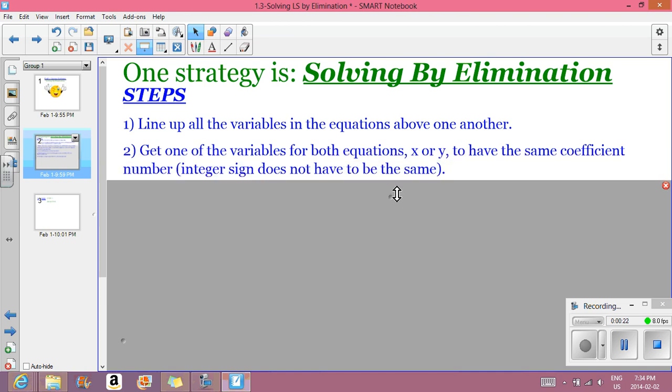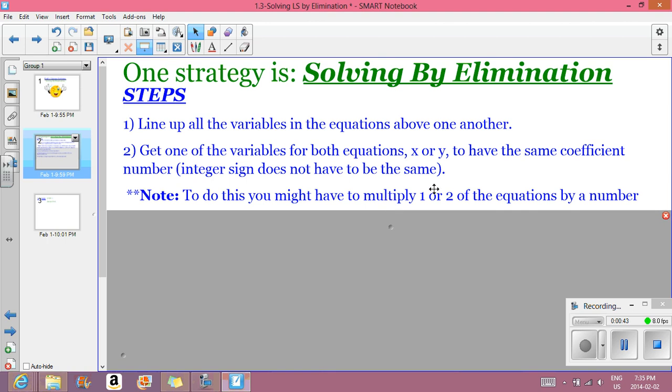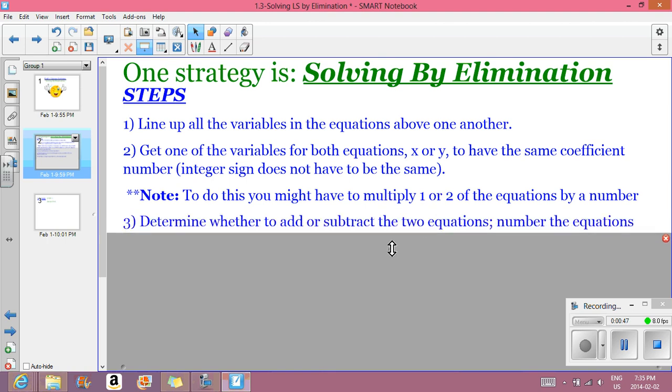Once you have them lined up above each other, you then decide either the x or the y. Both of the x's in the equations either have to have the same coefficient, or both of the y's have to have the same coefficient. The integer sign does not matter though. So for example, you could have 2 and -2. The fact that both of them are 2, that's what you're looking for. In order to do this, you might have to multiply one or both of the equations by a number.